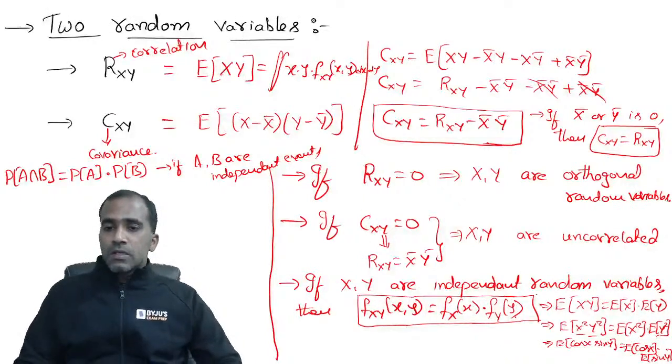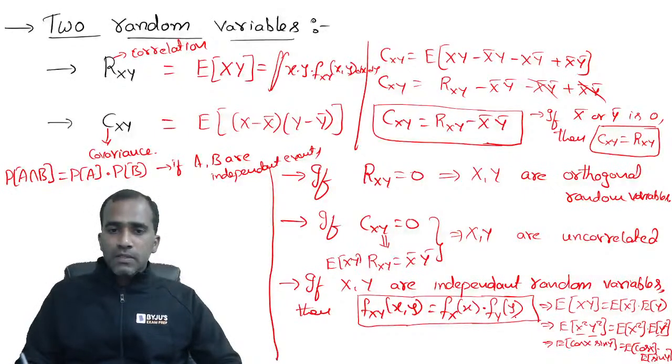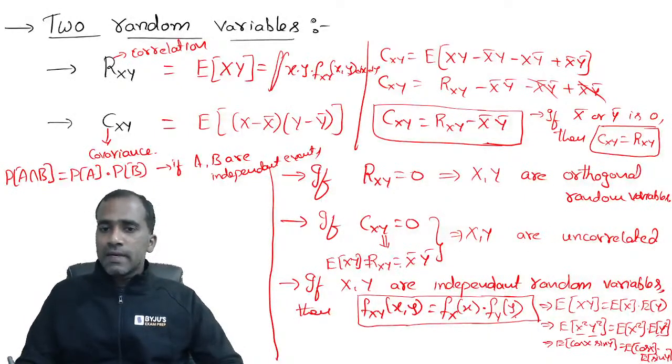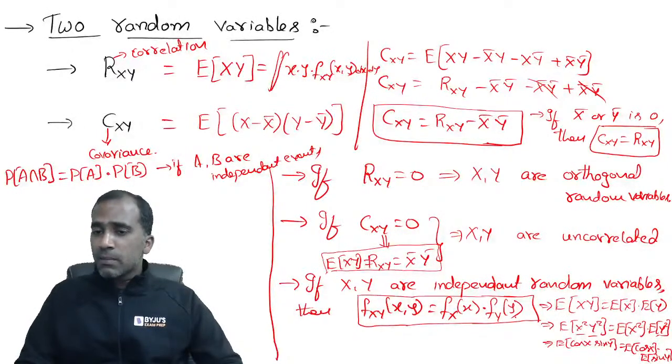Okay, so try to understand this carefully. Rxy means what? Expectation of xy is equal to x bar into y bar. This happens when x and y are uncorrelated. First second order joint moment equals multiplication of individual moments. This also happens for the independent case, but for the independent case there are many other things that happen. For the uncorrelated case only this happens, right?